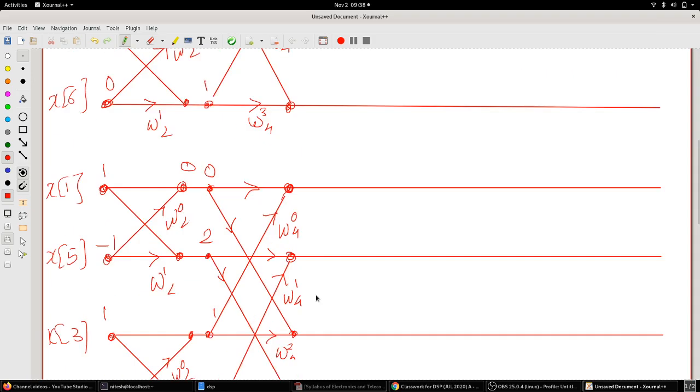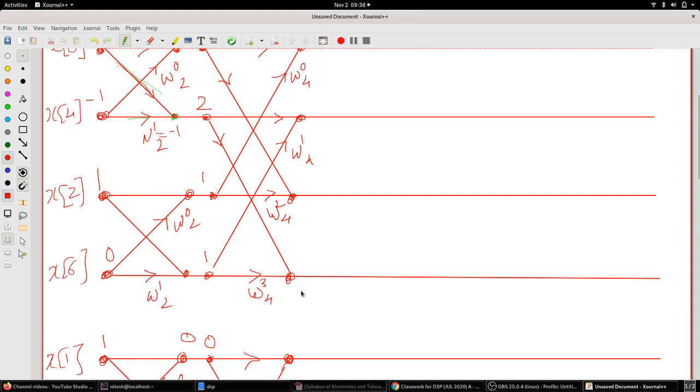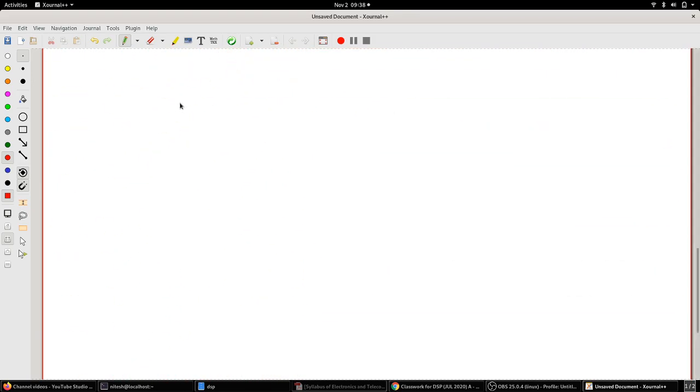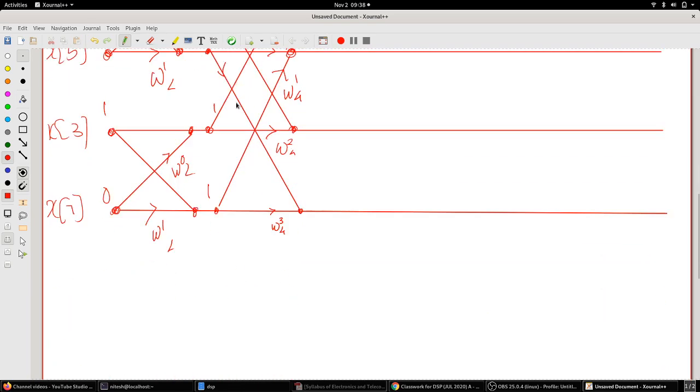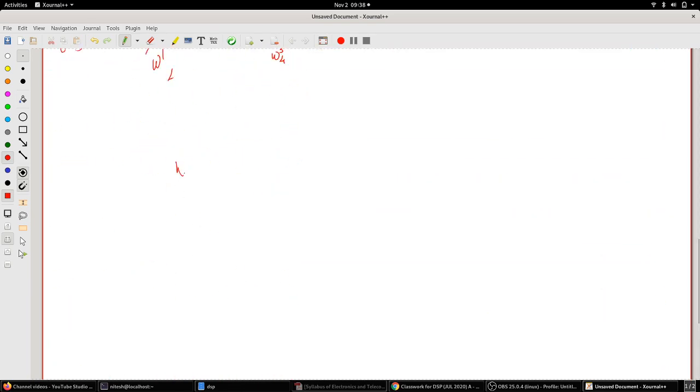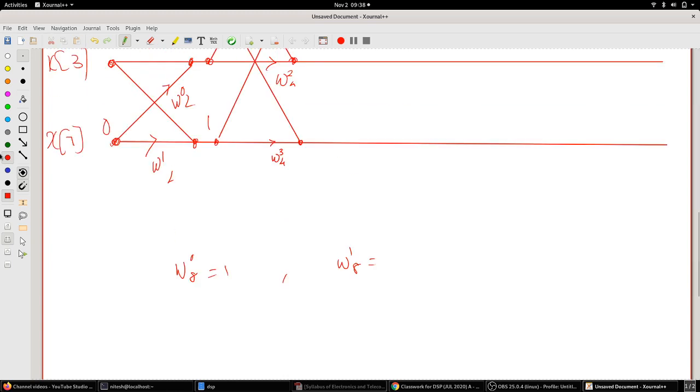So now let's do the calculations. Since it's an 8-point, the first thing which I forgot was that you calculate W0 of 8, which is 1, W1 of 8, which is on a circular scale, right?